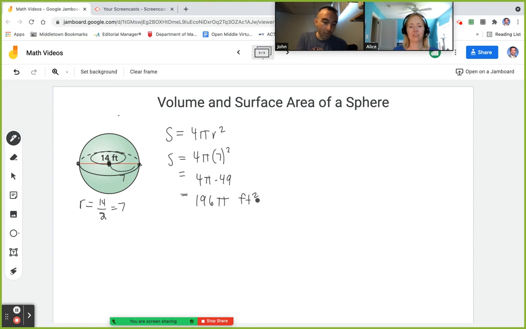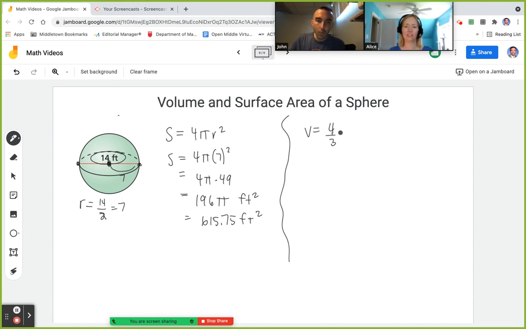But if you wanted something more approximate to get an idea of what this is actually about, the approximate answer would be 615.75 square feet. And again, that's rounded to 2 decimal places. You can choose to go out further if you want, but we just chose to keep it simple and go with 2. And if we do volume, it's 4/3 pi r cubed from our earlier discussion.